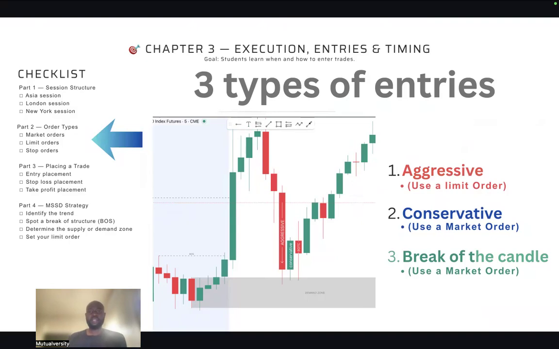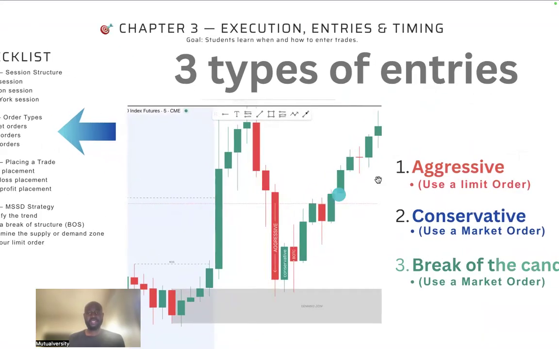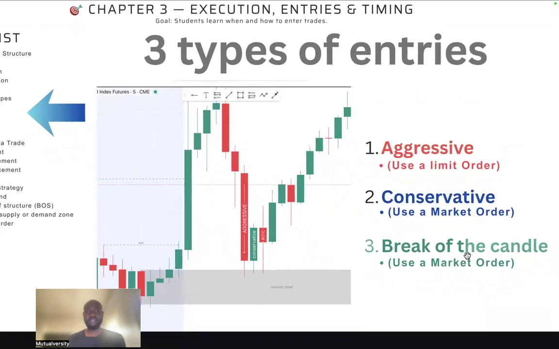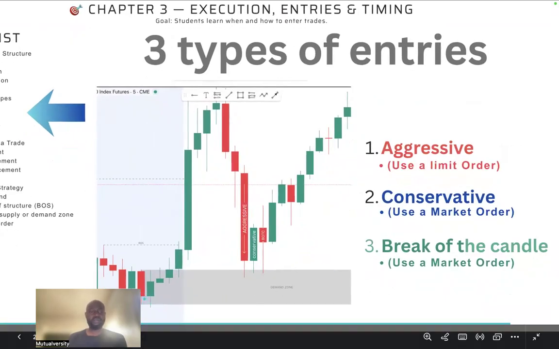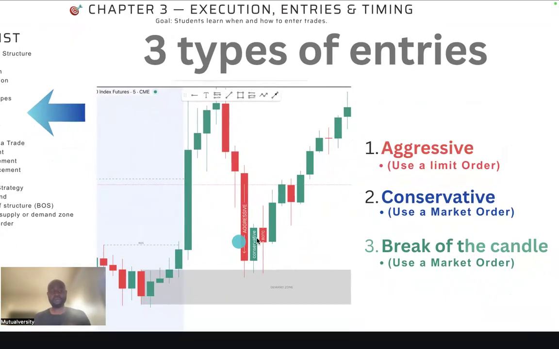We're doing the supply and demand strategy. We're going to have three styles of entries that we can utilize. The first one is an aggressive entry. Next one is conservative entry. And the third one is the break of the candle. So when you enter trades, you can decide to use one of these.